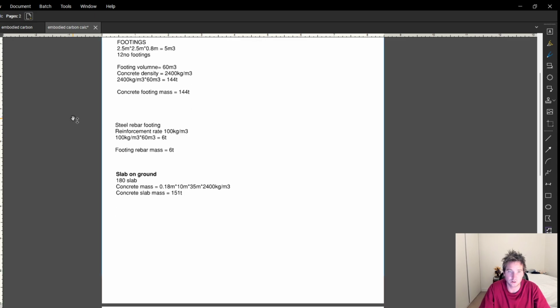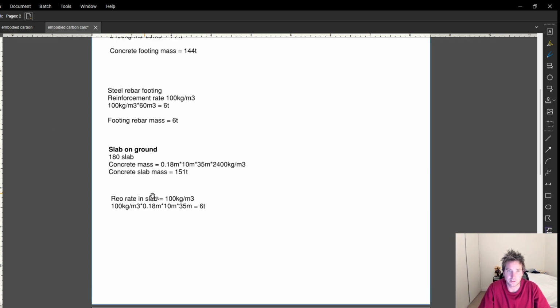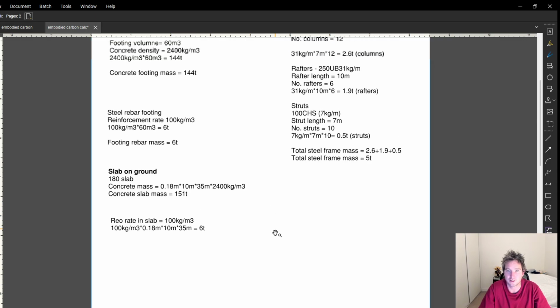Next we're going to go for the slab on ground. It's a 180 thick slab. We work out the total volume of the slab and times it by the density of concrete. I end up with a pretty similar number to my footings. I've got 151 ton of concrete. Then after that, I do a similar thing for the reinforcement rate. I've assumed the same as the footings, 100 kg per meter cubed. I end up with 6 ton of steel reinforcement.